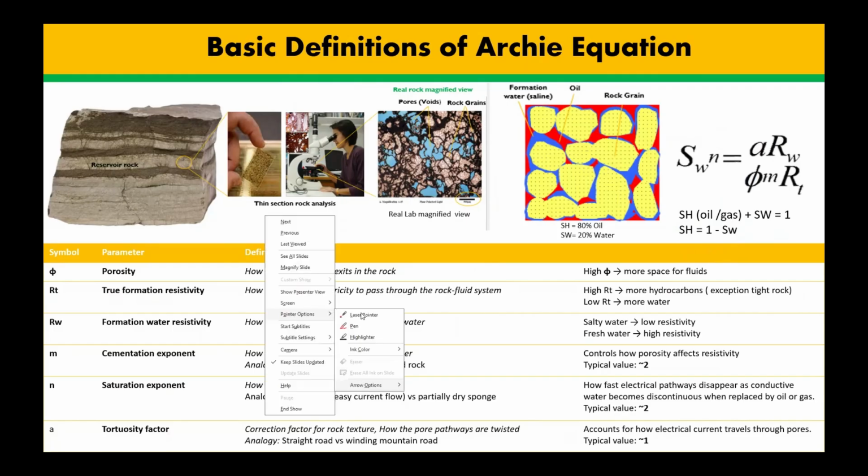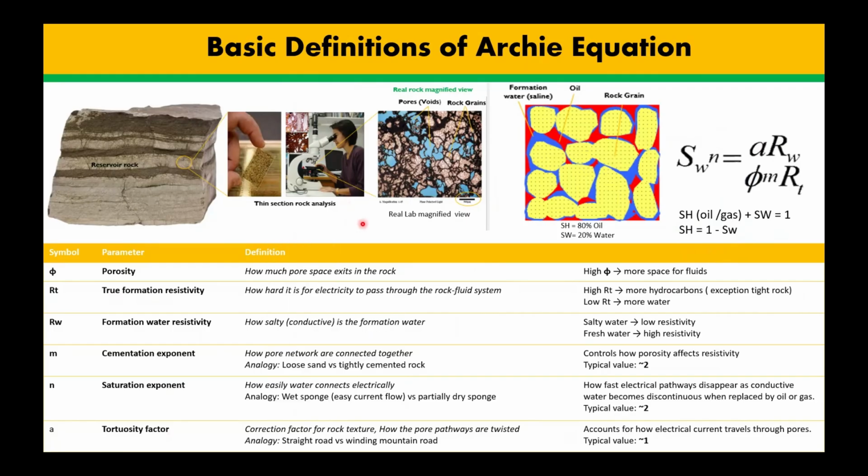Now that we understand the physics behind Archie, let's look at the meaning of the Archie equation parameters. We petrophysicists, when we study the reservoir rock, study it at different scales. When we explain Archie, we are actually talking about thin sections and microscopic images. At this scale, we clearly see the rock grains, the pore spaces, and the fluids filling those pores. Now I will explain the parameters that form the Archie equation.